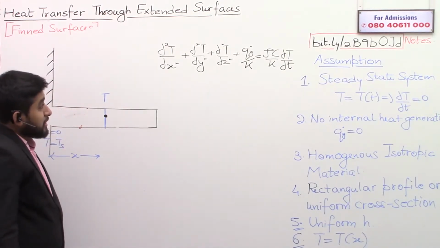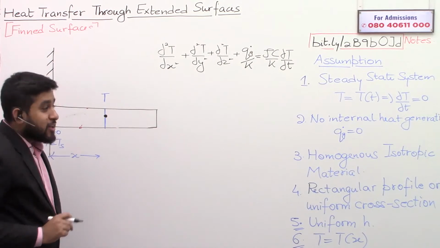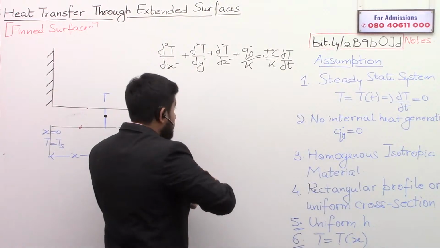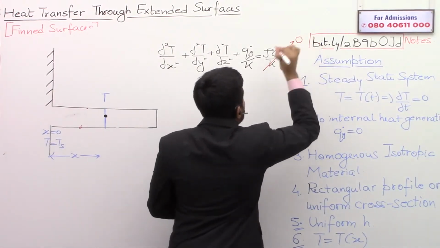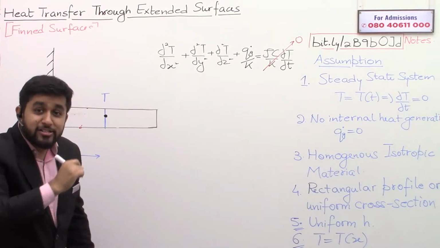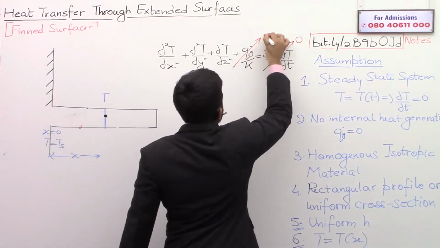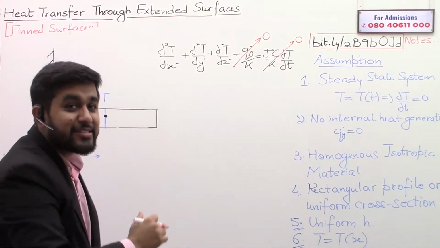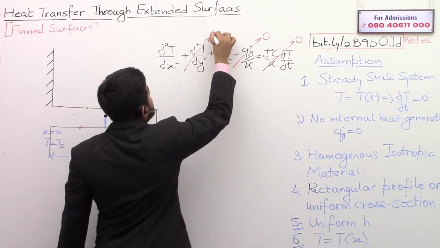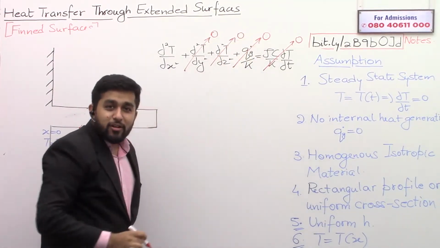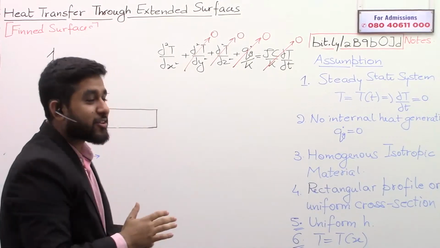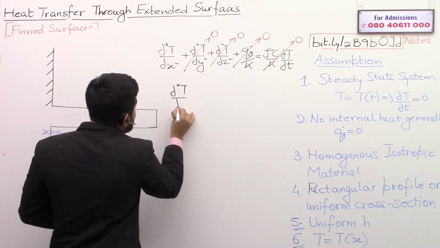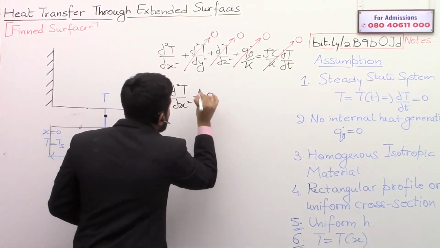Okay. So for this particular case, we know temperature is not a function of time because we are solving a steady state system. So I think this side will become 0, right? Now the internal heat generation is not there, so Qg dot will also become 0. Temperature is only a function of x. It's not a function of y and z. So del square T by del y square will be 0. Del square T by del z square will also be 0. So only one term is left. See, now the equation looks so easy. So what we have? We have del square T by del x square equal to 0.